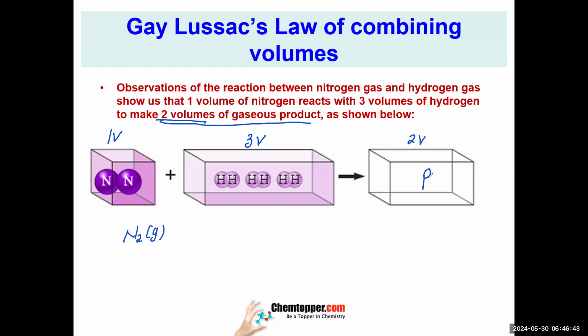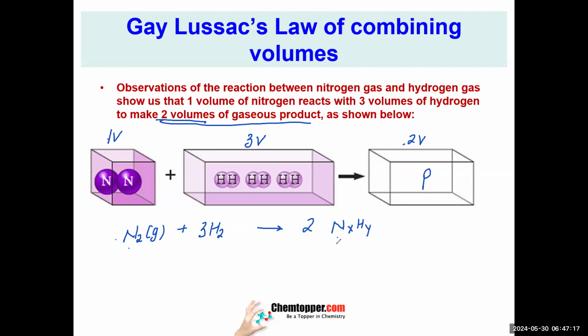So 1 volume of N2 reacting with 3 volumes of H2. This coefficient is 1. What should be the coefficient for H2? Yes, 3. Giving you 2 volumes of NXHY. The one which is more in number, like hydrogen, take it on the second element. The one which is less in front.